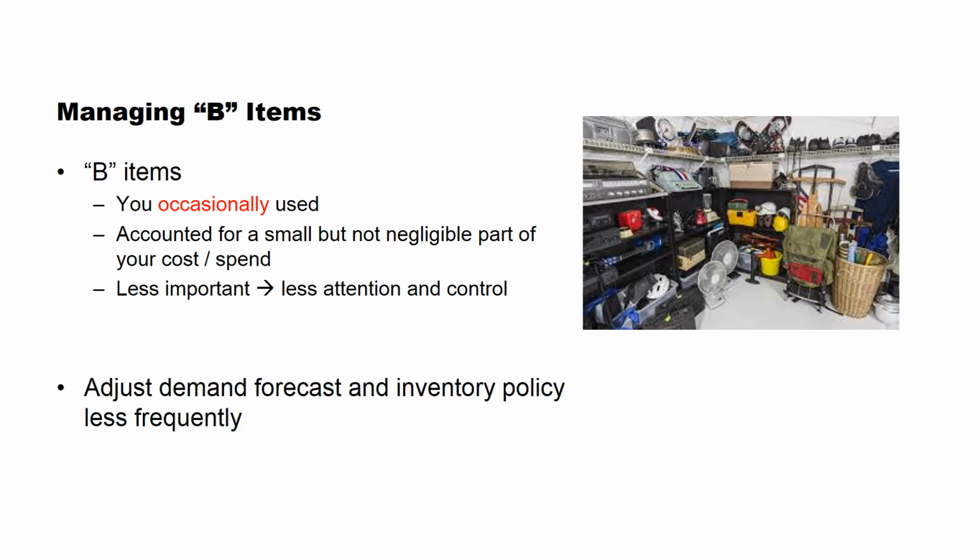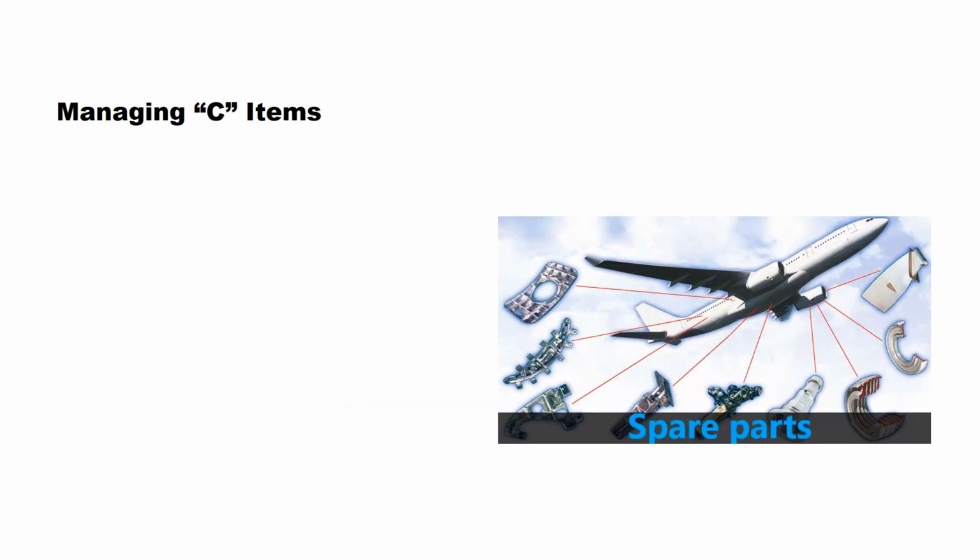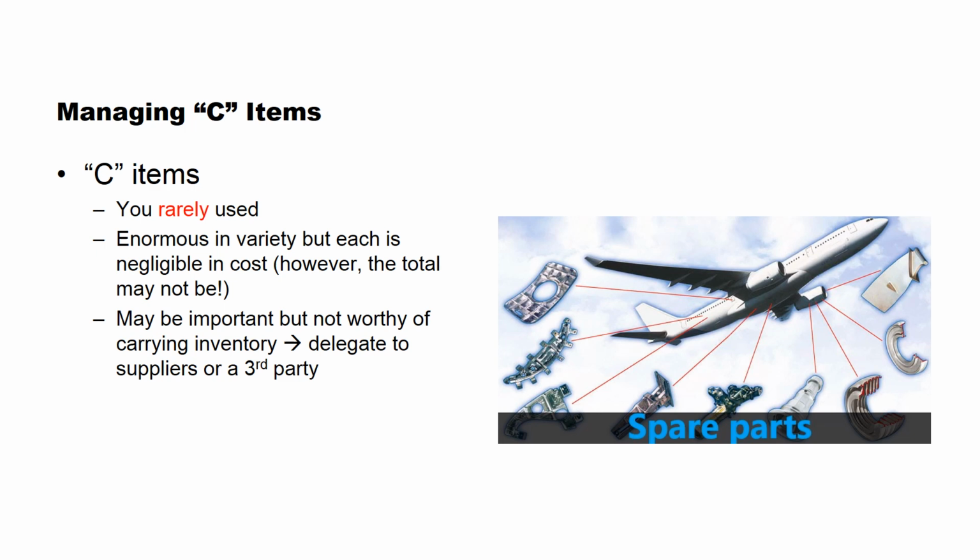For example, you can adjust your demand forecasts and inventory policies less frequently, and order them less frequently, such as monthly. Class C items are those that you rarely use and are enormous in variety, but each is negligible in cost. The total cost, however, may not be negligible, and thus these items are the hardest to manage. Some of them may be critical at times, but because of their small volume and rare usage, it is not worthwhile carrying inventory for them.